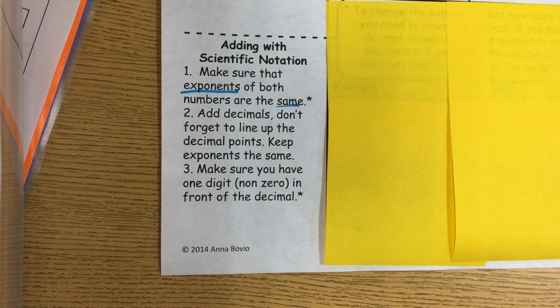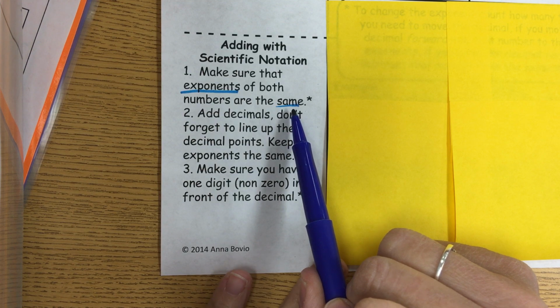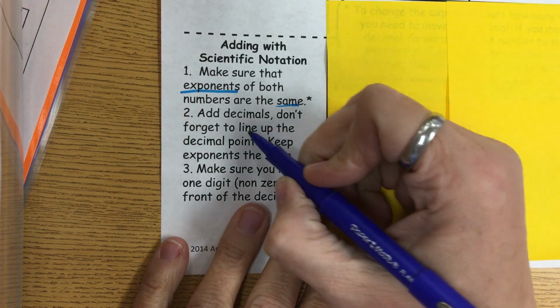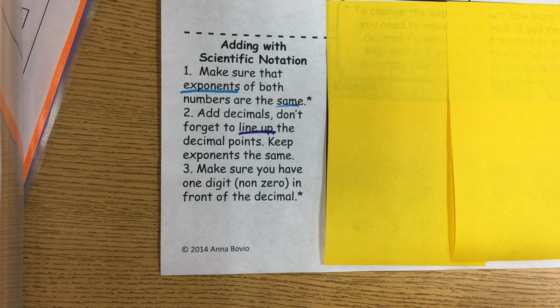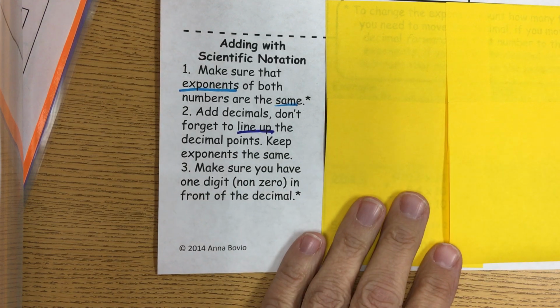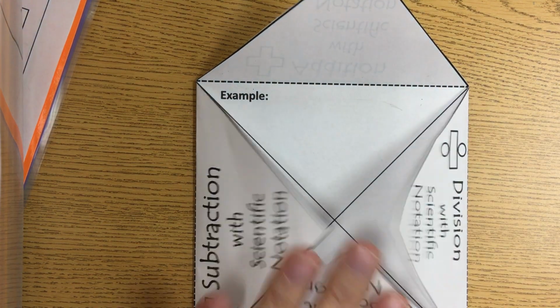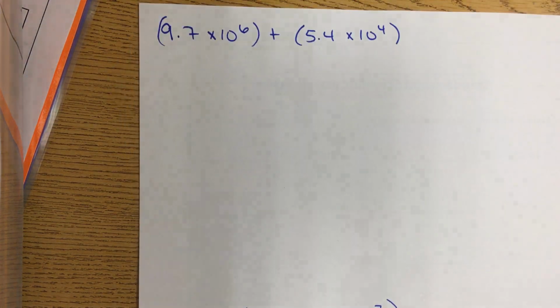Okay, now that you've written that down, did you notice that I underlined the exponents of both numbers are the same? Then you add the decimals. Now, make sure that you line up. Remember, with addition and subtraction, you have to line up the decimals. If you don't, then you end up with the wrong answer. Now what I want you to do is, in this little area right here where it says example, we're going to do an example. And the first example we're going to do is this one right here.